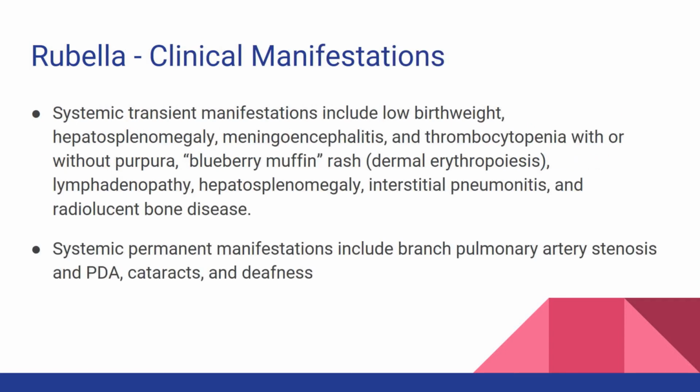So some of the clinical manifestations. You know, systemic transient manifestations such as low birth weight, hepatosplenomegaly, meningoencephalitis, thrombocytopenia with or without purpura, the classic blueberry muffin rash, so that's the dermal erythropoiesis, lymphadenopathy, interstitial pneumonitis, and radiolucent bone disease. There are also, importantly, some systemic permanent manifestations. Those include branch pulmonary artery stenosis and PDAs, cataracts, and deafness. We'll highlight it again in just a second, but there's also, interestingly, a salt and pepper retinopathy, another keyword just to keep in mind.